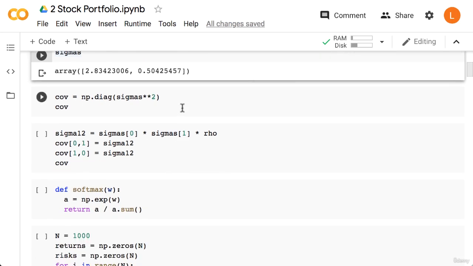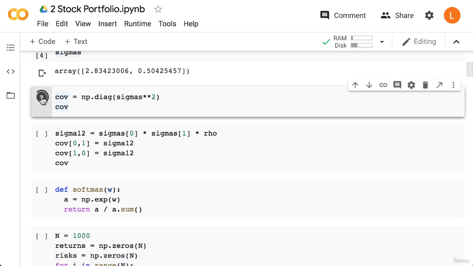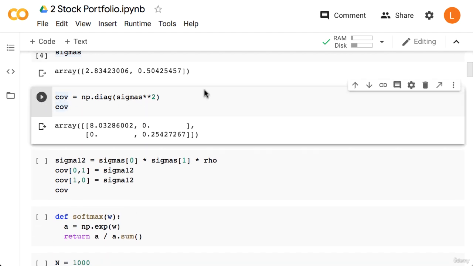Next, we're going to create the covariance matrix. We'll start by creating the diagonal elements, which can be accomplished by calling the diag function on sigma squared. As you can see, we get the squared sigmas on the diagonal and 0 on the off diagonals.